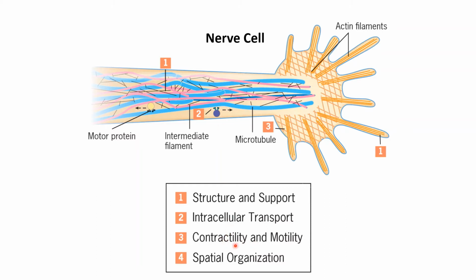Then contractility and motility, particularly in this end portion of the nerve cell, where it meets another nerve cell through the synapse. So these projections need to be able to be motile and contract also when needed. And for spatial organization, there is not much need here in the axon portion of the nerve cell because there's a lack of organelles here. Maybe the spatial organization will be useful in the cell body of the nerve cell.